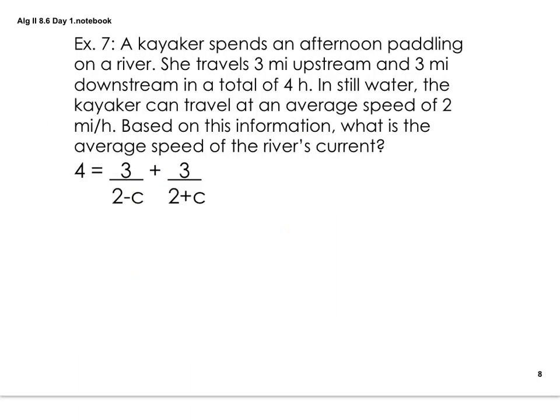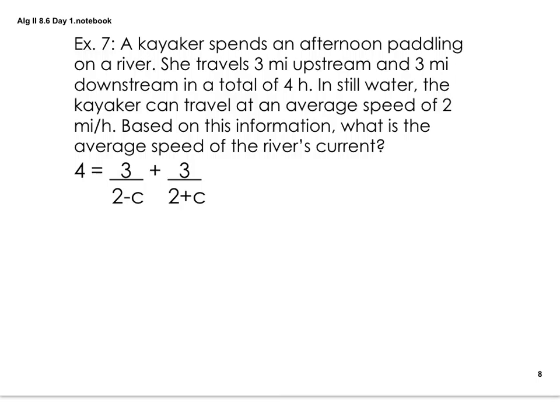All right, for those of you who like to think that we never will use this in our life, here's a real-world application. We're going to figure out how fast the river's current is, and we're going to do that by this problem. A kayaker spends an afternoon paddling on a river. She travels 3 miles upstream and 3 miles downstream in a total of 4 hours. In still water, the kayaker can travel at an average speed of 2 miles per hour. Based on this information, what is the average speed of the river's current?